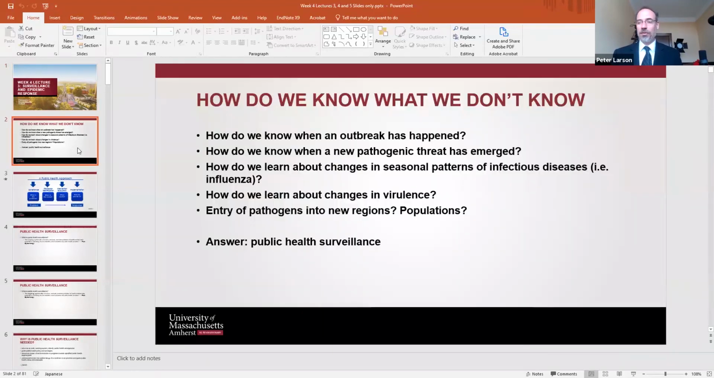The reason that we do surveillance is because we want to know what we don't know. How do we know when an outbreak has happened? How do we know when some sort of new pathogenic threat has emerged? How do we learn about changes in seasonal patterns of infectious diseases, for example, influenza? How do we learn about changes in virulence, entry of pathogens into new regions, new populations? And the answer to all this is public health surveillance.